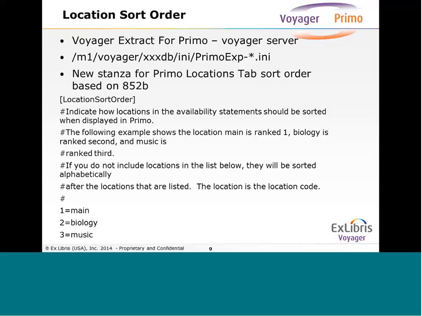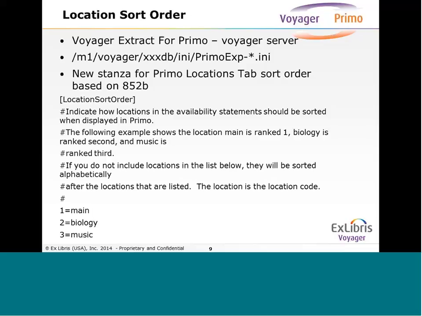Now, your Primo person should be familiar with this particular extract file. It's croned on a daily basis for the Primo EXP - publishing INI. And the location sort order stanza has instructions built in. This is an actual extract of what the instructions look like. It says that you would list in this file the numbers 1, 2, 3, 4, 5, and then the location codes for the locations that you want to appear in a specific order in Primo.